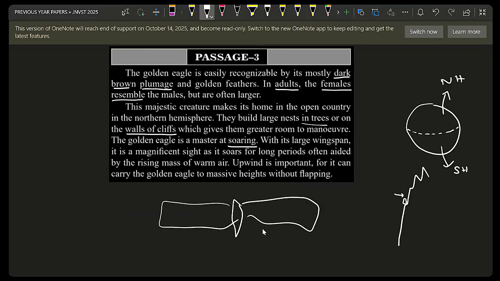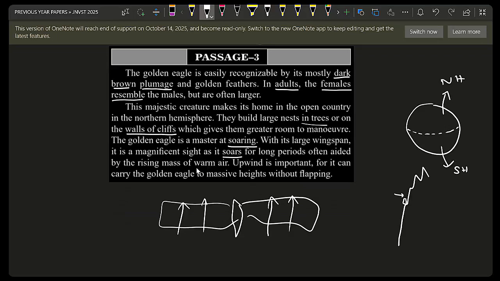So it has the muscle power and the large wings to fly high in the air. It is a magnificent sight as it soars. Soars means going to very great heights. It soars for long periods, often aided by a rising mass of warm air.